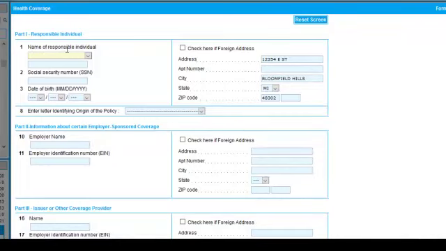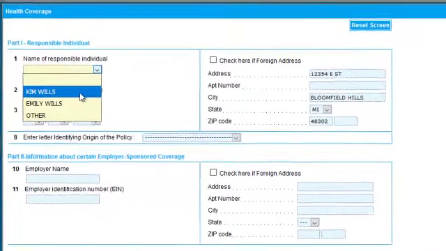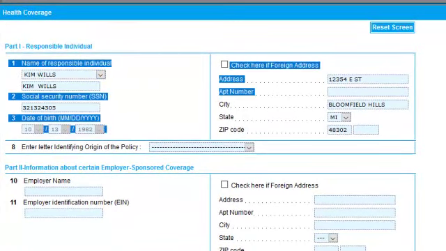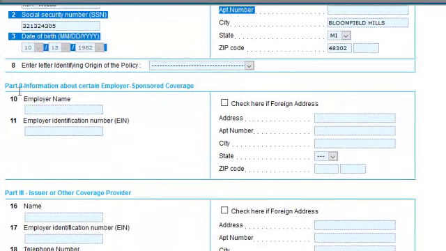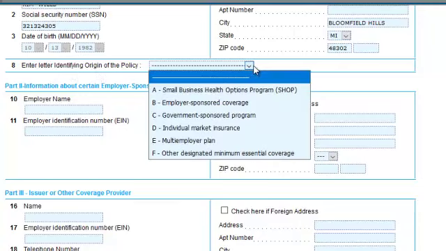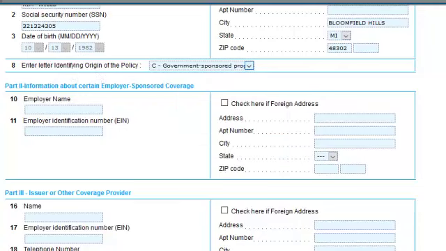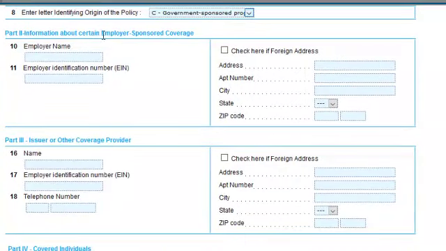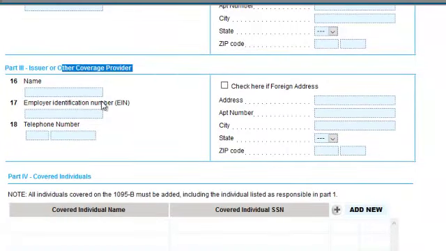So, name of responsible individual, Kim. As you can see, both names are here. That pre-populates that information and the address. Enter the letter identifying origin of the policy. Government-sponsored program. Scroll down again. This section is for the employer. This section is for other coverages. So we have to put that information in.